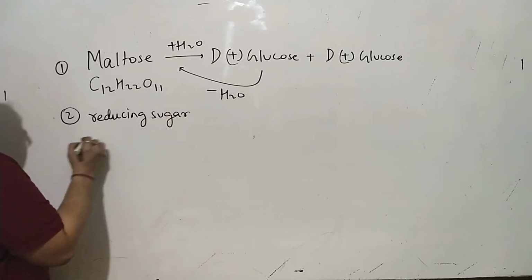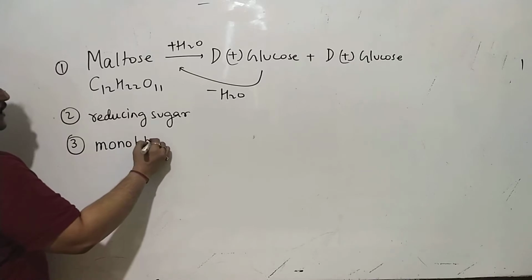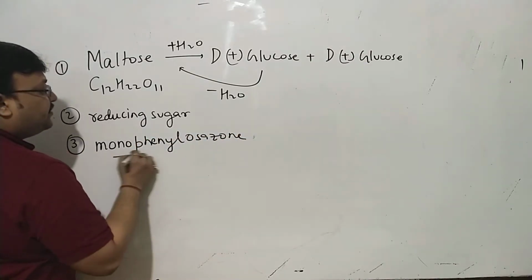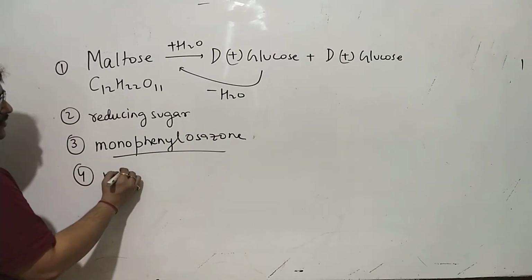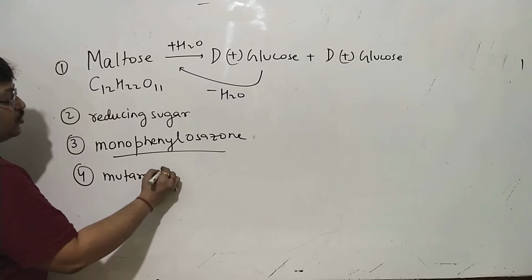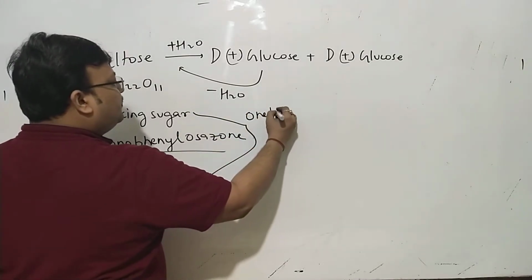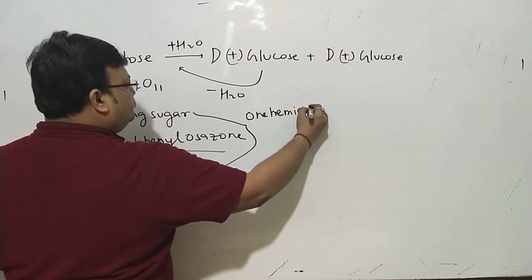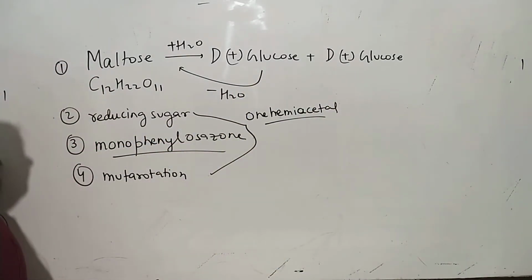but it forms a monophenylosazone. Monophenylosazone means out of the two rings, it can exhibit mutarotation. Out of the two rings, you have only one hemiacetal. So the other one must be using its anomeric carbon.